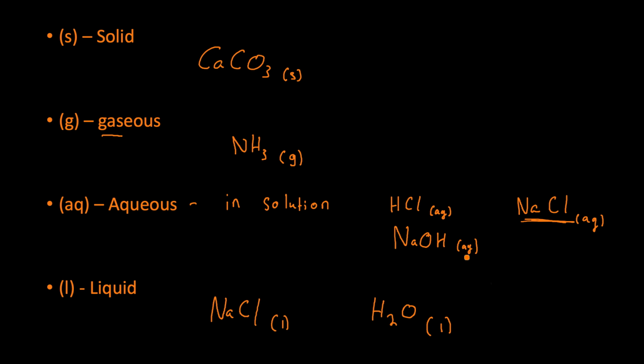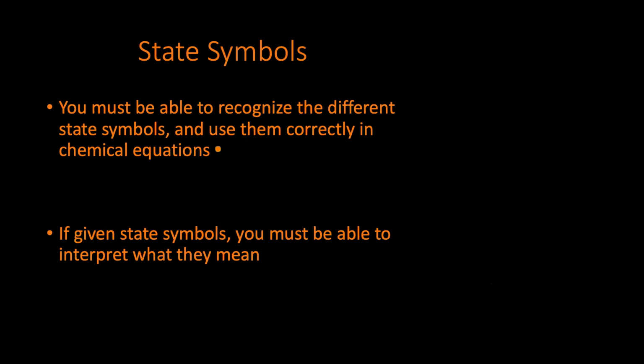Okay? And that about does it. So now you should be able to recognize those state symbols, right? And you should be able to put them in an equation. If you know what the chemical reaction is, you should be able to pick the correct one. And if you're given a chemical equation, then you should be able to interpret the state symbols from that and know exactly what they mean. So if you see liquid, then you know that it's either water or it's molten. And if it's AQ, then you know that it is in solution.